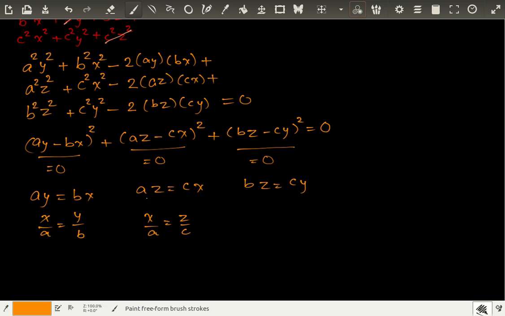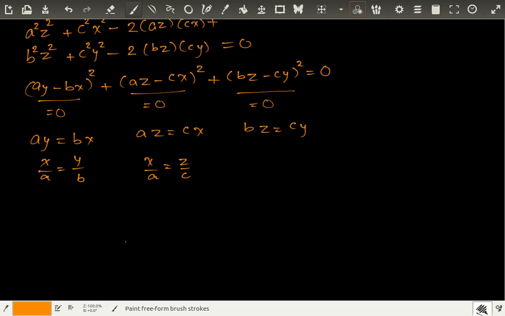So from these two equations itself we can say that x/a = y/b = z/c, and we are done. We have already proven what we wanted to prove. Even if you use this equation also, you'll get y/b = z/c, which we have already shown from these two equations. So this equation is redundant, but in any case you can take any two equations and you will get this result. And this is what we had to prove.